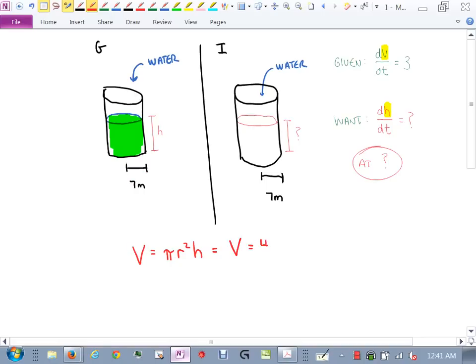So this is 49 pi. I put the constant out front, and then I have the h there. That's my equation. I should have done this instead. Now, this is the thing I want to try and differentiate.